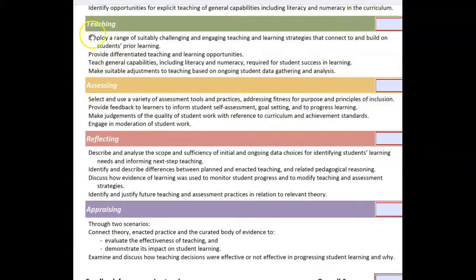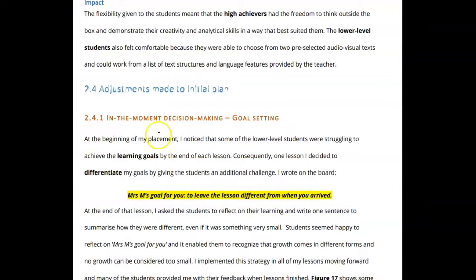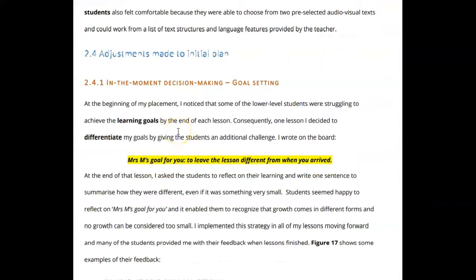They definitely have employed a range of challenging and engaging teaching strategies. The voice on differentiation could be slightly higher about how that's differentiated, but it has showing that the impact is meeting the learning needs. Now we're looking for teaching general capabilities, and have you made adjustments along the way in response to your data along the way. So in the moment decision making and goal setting.